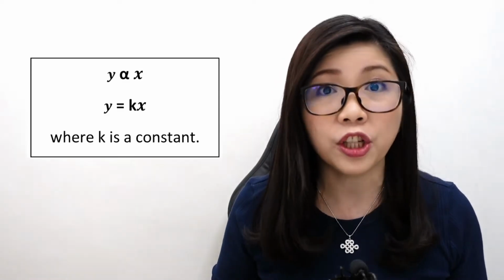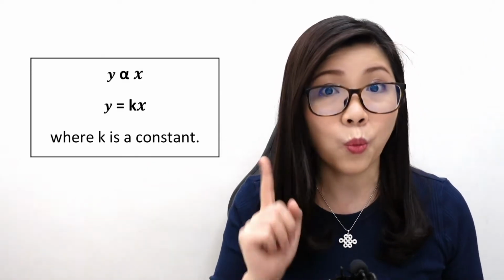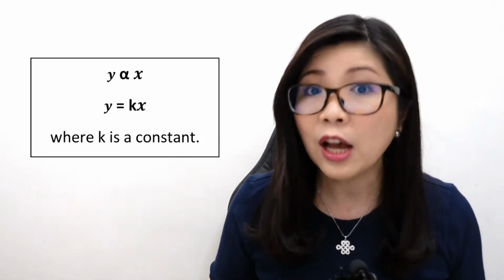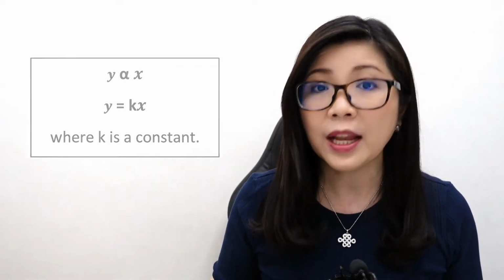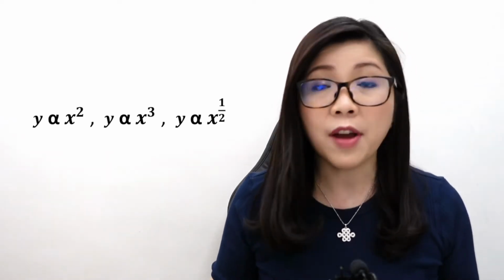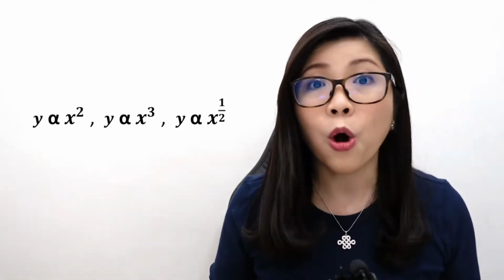And then we have to change it into equation form, which is y equals kx, where k is a constant. Direct variation can also take other forms like y varies directly as x squared, or y varies directly as x cubed, or y varies directly as x to the power of half.